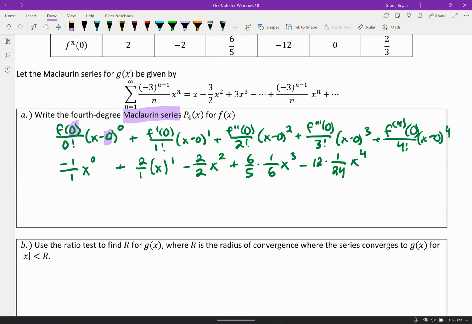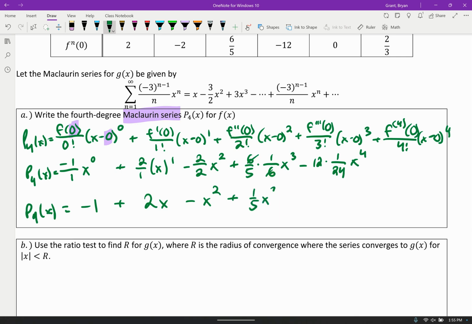However, I'm going to go ahead and go a little bit further. So we have our fourth derivative approximation, and I can use an equal sign here because this is exactly equal to the fourth degree. And x, anything to 0 is 1, so I have -1 plus 2x minus x squared plus 6's cancel, 1/5 x cubed, and then 12 over 24 is 1/2 x to the 4th. We went out to the 4th power. We are good to go.